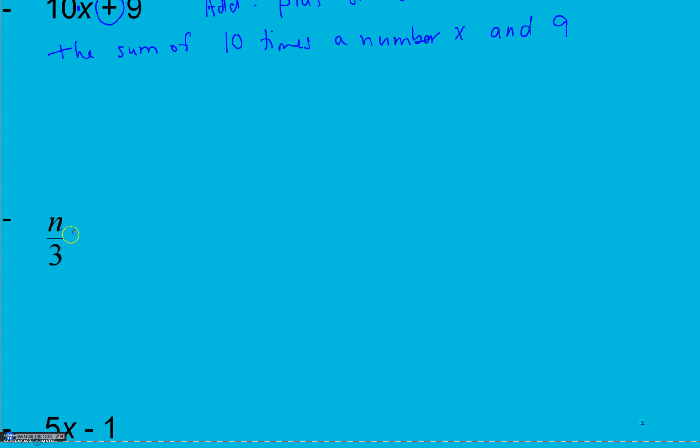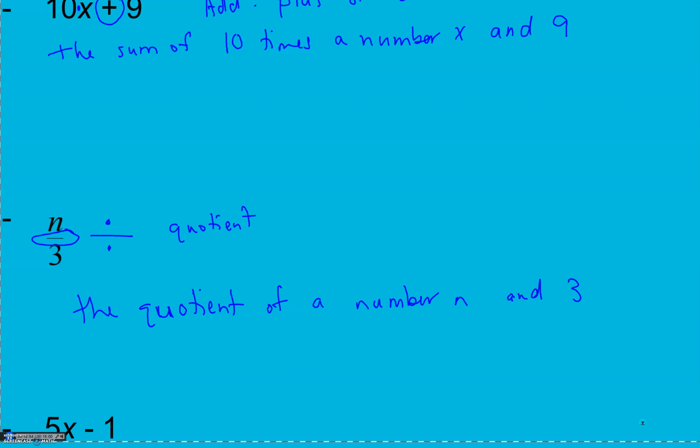Here, our operation, anytime we have a fraction, that just means division. It's like our top number divided by our bottom number. It makes a division sign. So the word we use for division is usually quotient. So here it's the quotient of a number n and 3. And remember, we go top down just like when we read. We start at the top of the page and work our way down. Same thing when we read a fraction. So it's n divided by 3, the quotient of a number n and 3.